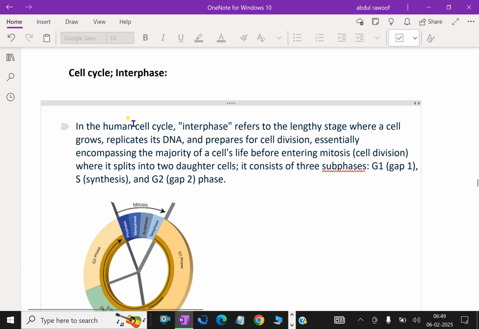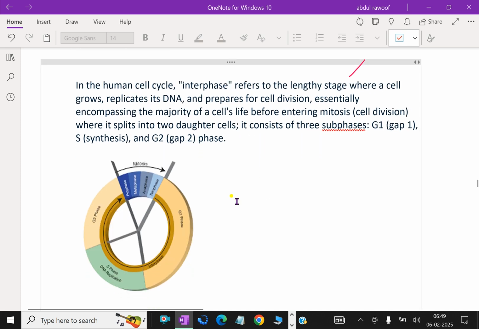In the human cell cycle, interphase refers to the lengthy stage where a cell grows, replicates its DNA, and prepares for cell division. Essentially it encompasses the majority of the cell's life before entering mitosis, cell division, where it splits into two daughter cells. It consists of three subphases: G1, that is gap 1, S, synthesis, and G2, gap 2 phase.